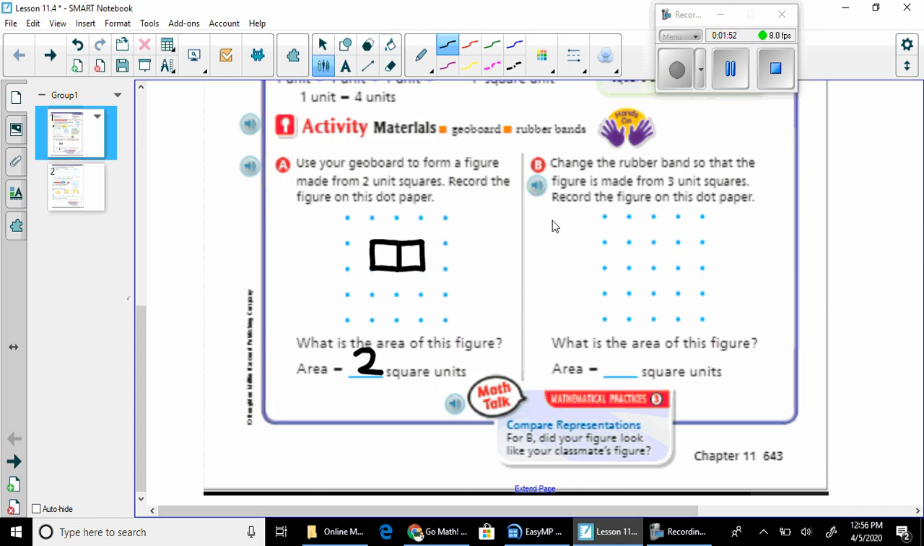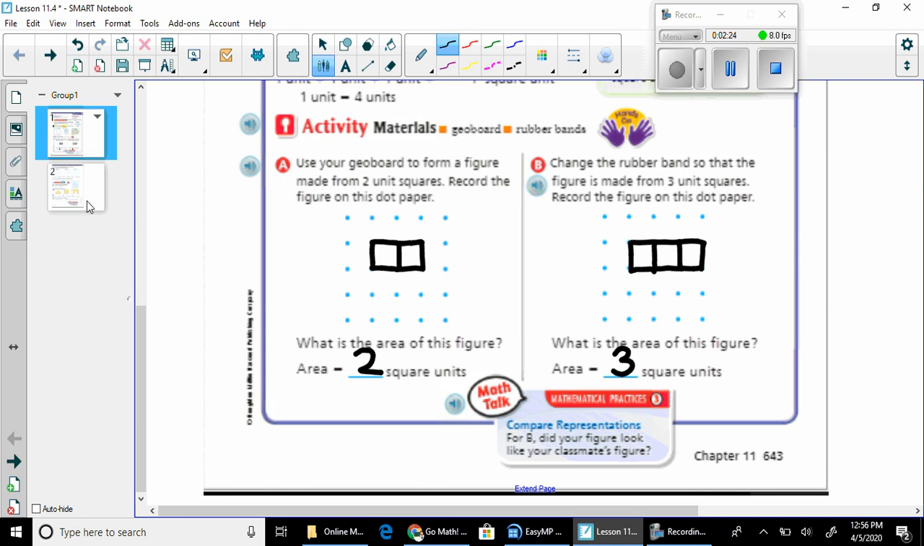Okay, so part B, same thing. It says change the rubber band or change your shape so that the figure is made from 3 square units and record your figure down below. So same thing. I'm going to go ahead and draw a figure that has an area of 3 square units. From here to here is 1, here to here is 2, and then I have my third. So the area of this figure is 3 square units.